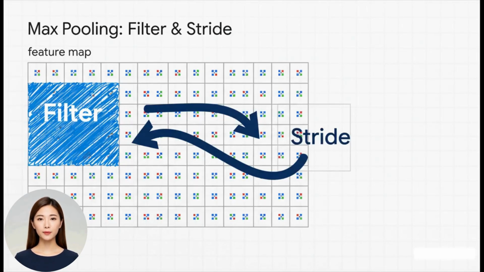To make this work, we only really need two key ingredients. The first is a filter, which you can just think of as a small window. A 2x2 window is super common. The second is a stride, which just tells us how far to slide that window each time. For our example, we're going to use a stride of 2.